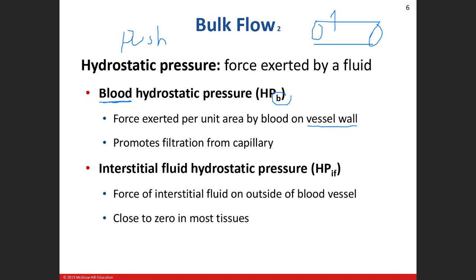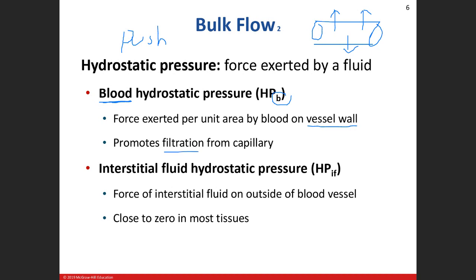It's pushing out. Out. Right? So that's the blood hydrostatic pressure. So therefore, if it's pushing out, it's going to promote filtration.